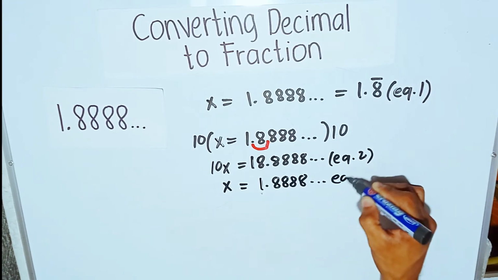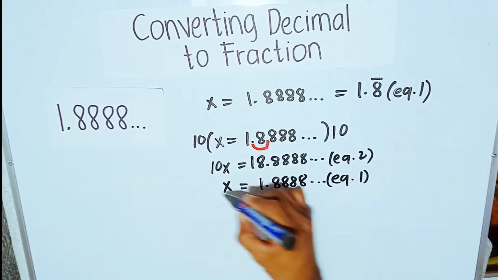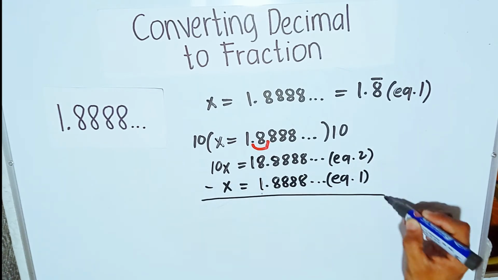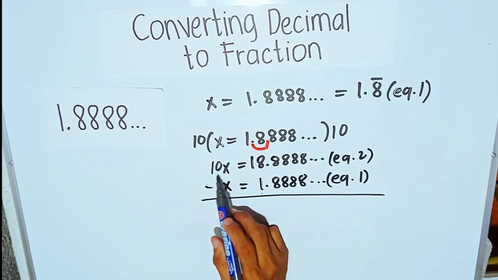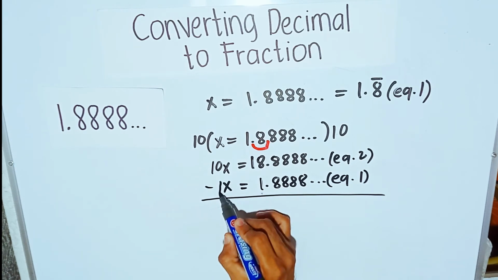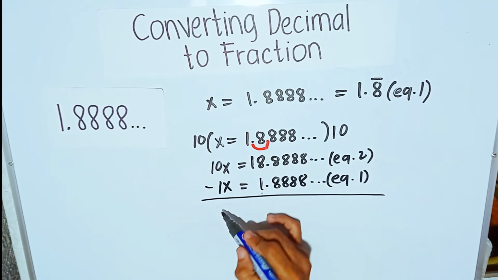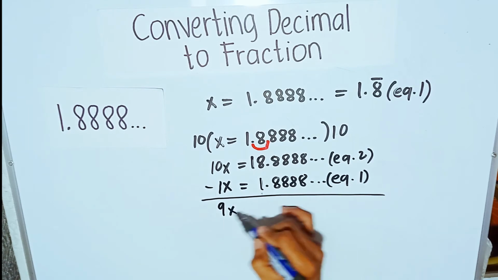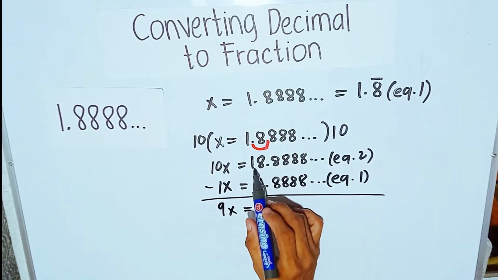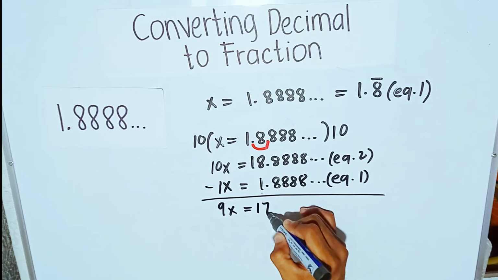Ito yung equation number 1. And then, anong gagawin natin? Subtract natin po. Okay, meron tayong 10x. Meron ulit yung katabing 1. 10x minus 1 will be 9x is equals to 18 minus 1, we have 17.